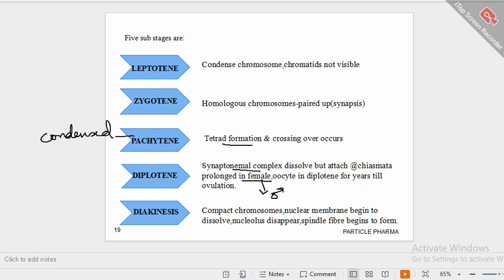Next is diakinesis, or the movement phase, where compact chromosomes and the nuclear membrane begin to dissolve and the nucleolus also disappears, as we have seen in mitosis also, where it happens in the telophase, where spindle fibers begin to form and it is preparing for the next metaphase. This prophase is preparing to enter into the metaphase. I'll be showing it in the diagram.